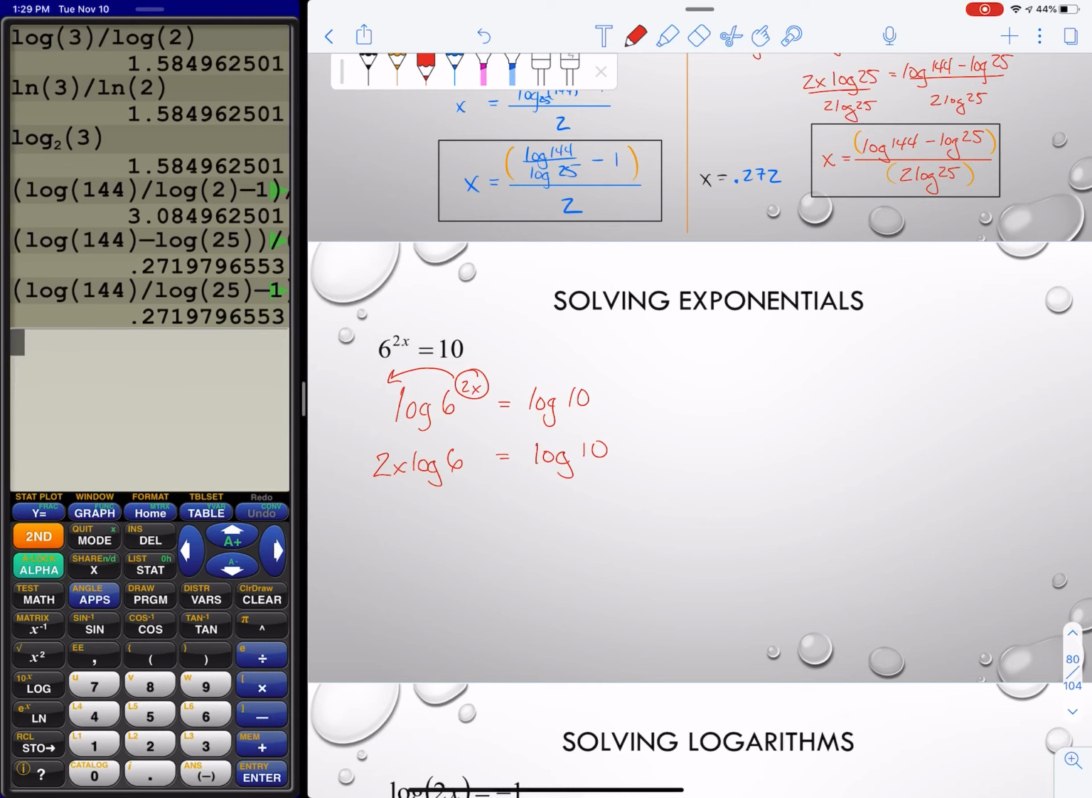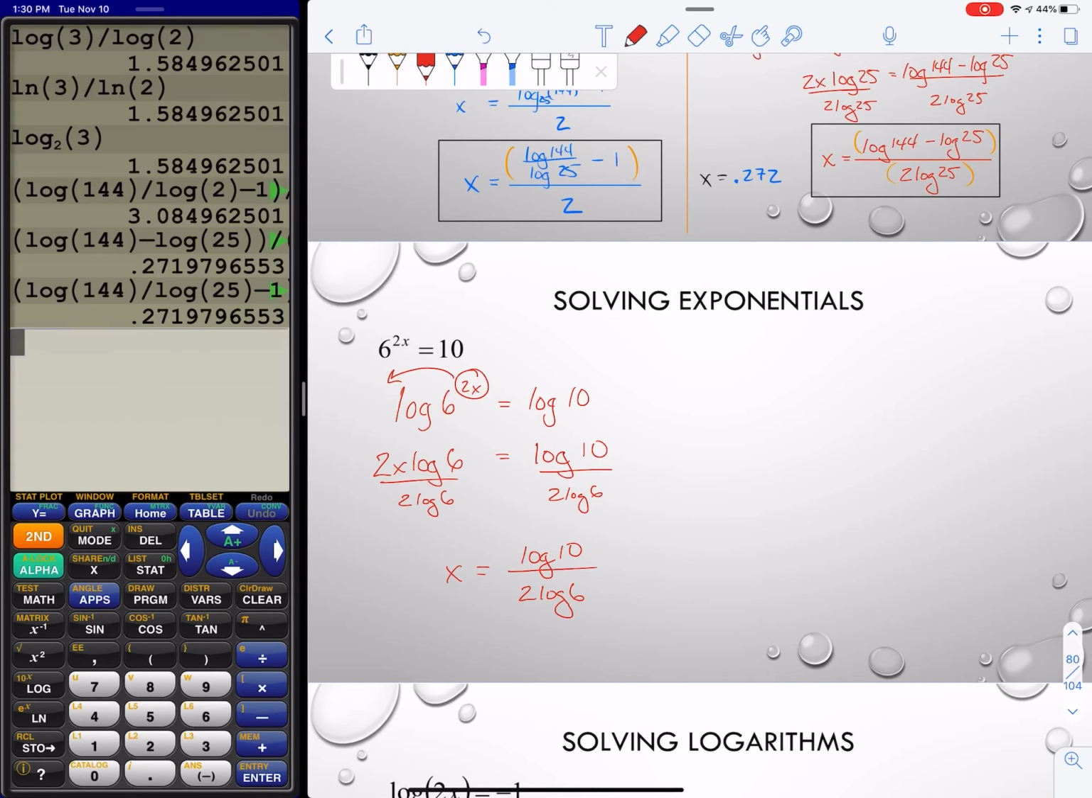And again here, x is being multiplied by the 2 and the log of 6. So I'm going to divide by both the 2 log of 6 on both sides. And here we're going to get x equals the log of 10 divided by 2 log of 6.